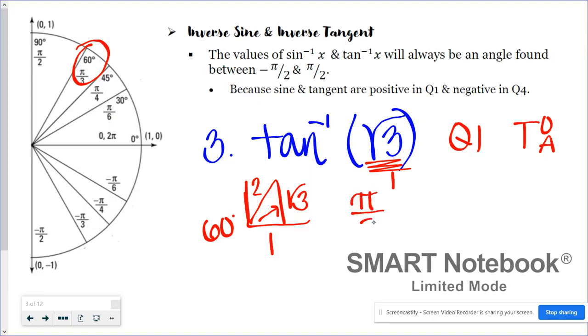So that would be my answer here, because the inverse tangent will be an angle found between negative pi over 2 and positive pi over 2, meaning quadrants 4 and 1. Since it's positive, it's in quadrant 1, and according to the exact value, that would give me a reference angle of 60, which is pi over 3 radians.